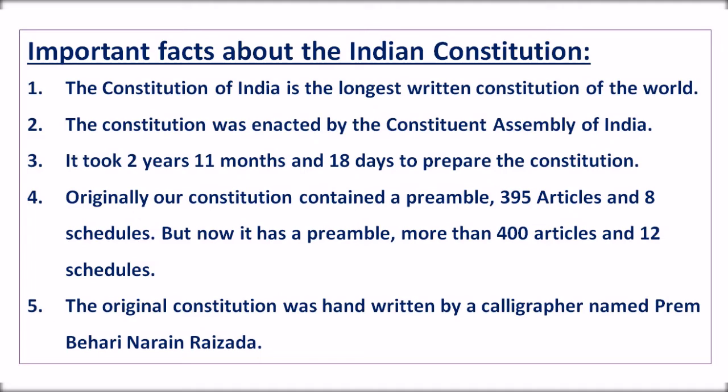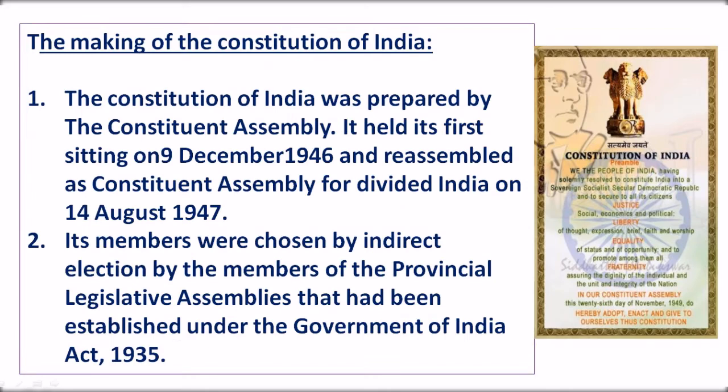Point number 4, originally our Constitution contained a preamble, 395 articles and 8 schedules. But now it has a preamble, more than 400 articles and 12 schedules. The original Constitution was handwritten by a calligrapher named Prem Bihari Narayan Raizada.